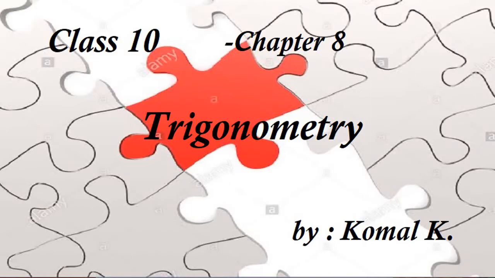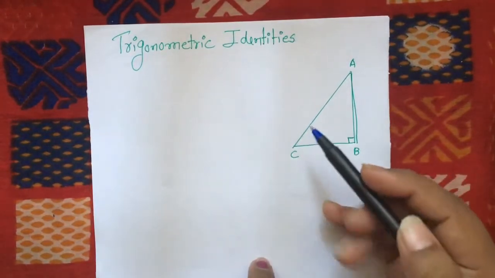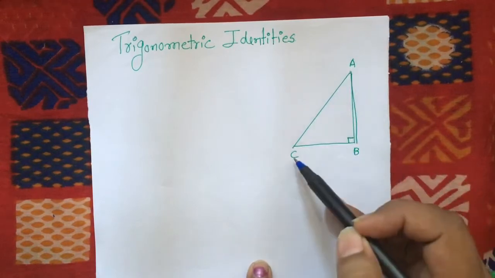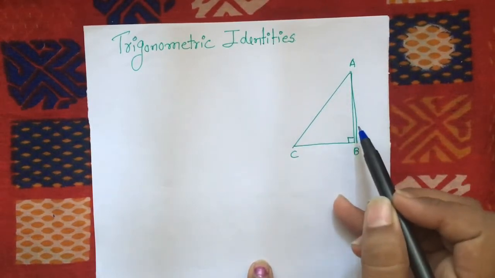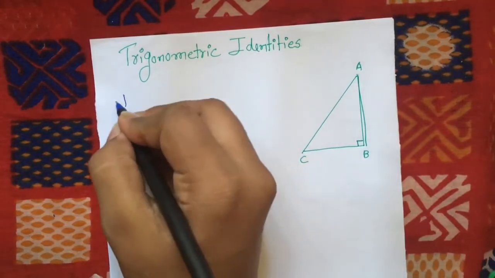Students, myself Komal, and today we are going to continue chapter number 8, in which we are at trigonometric identities. So here we are going to start with a right angle triangle ABC, in which B is the right angle.